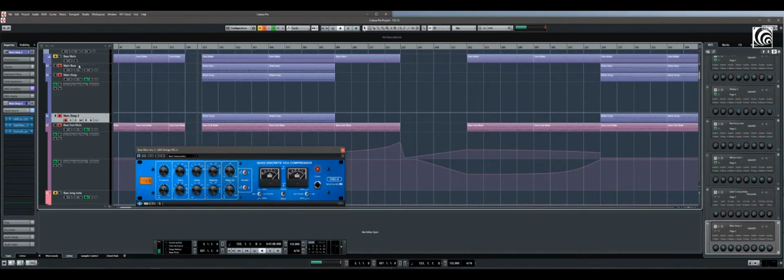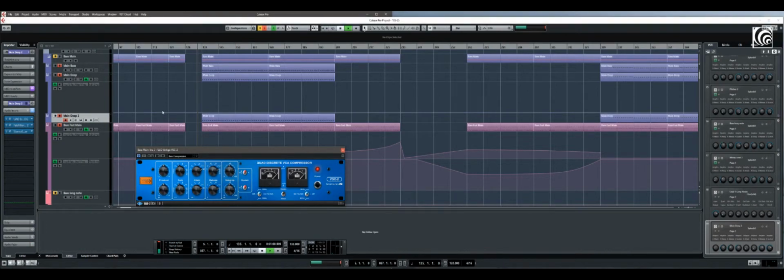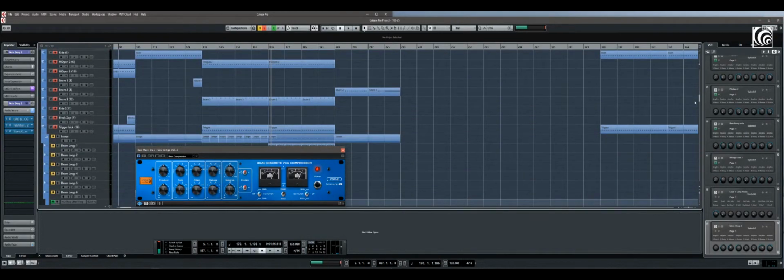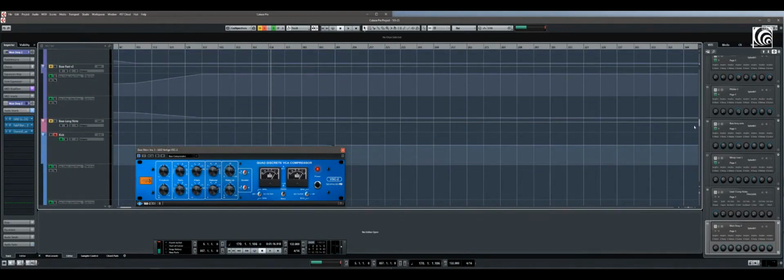So I'm gonna play the bass line together with the kick. Here we go. It's very deep, this bass. We can do it like this. We have it and turn it off also. No kick.